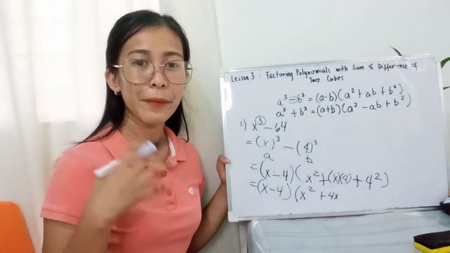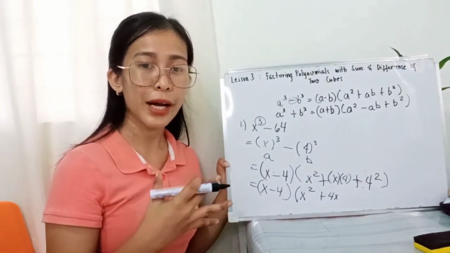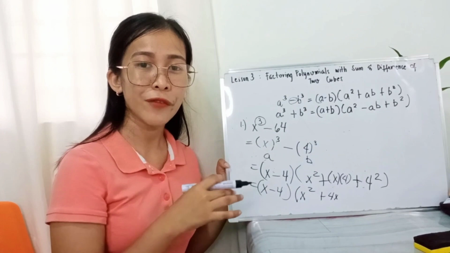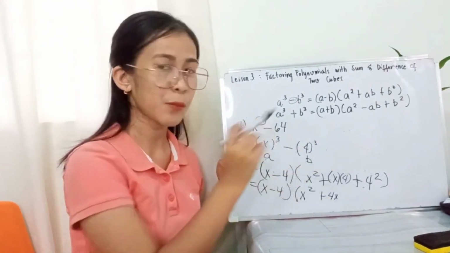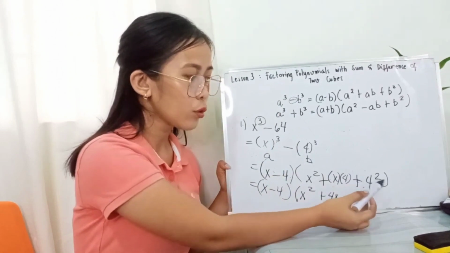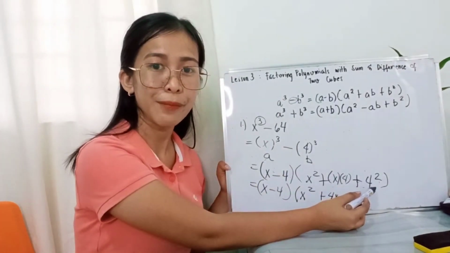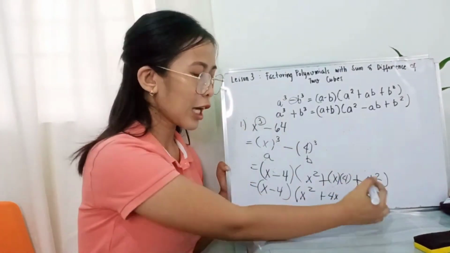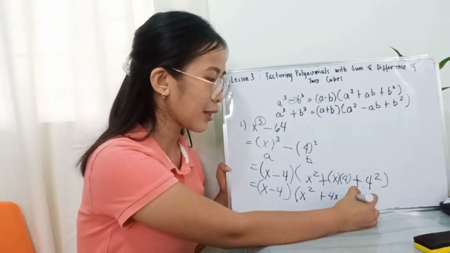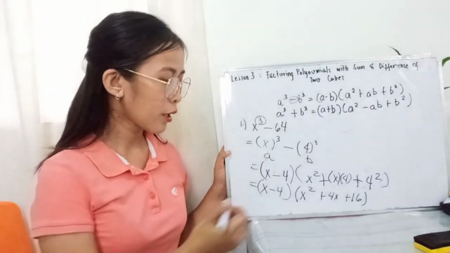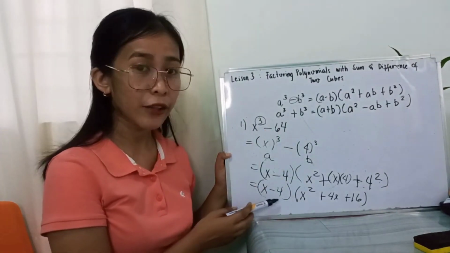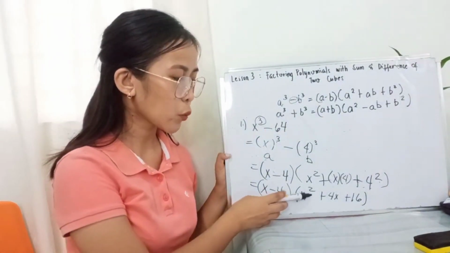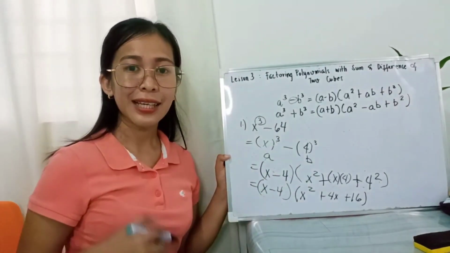Diba? Kapag may exponent, or if a number is expressed to the exponent, you're just going to multiply the number itself to how many times the exponent is. Dahil nga ito ay 2, so therefore, 4 times 4 yun, di ba? Dalawang 4. So, 4 times 4 is equal to 16. Ayan. Therefore, x cubed minus 64 is equal to x minus 4 times x squared plus 4x plus 16.